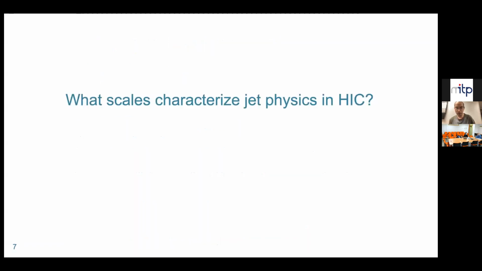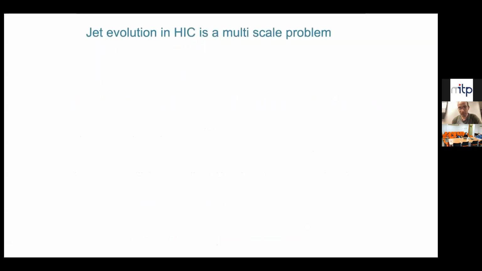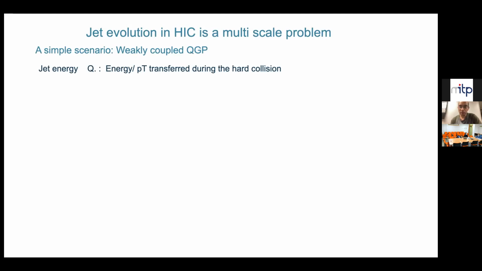Okay, so if you want to do an EFT, we want to understand what are the scales that characterize the physics in heavy ion collisions. In general, this is a multi-scale problem, as we have seen in previous talks as well. I will go through some of the important scales that appear in this problem. I'll basically stick to the case of a weakly coupled QGP, but I'm also working on how to deal with a strongly coupled medium, and we can talk about that offline if people are interested. So the primary scale in this case is the jet energy scale Q, which is the energy or pT transferred during the hard collision, and that forms the UV scale of this EFT.